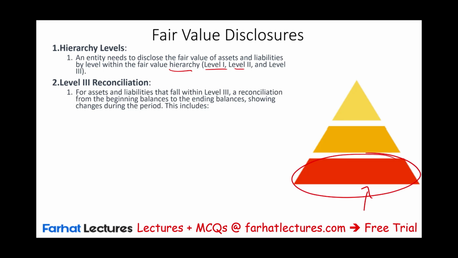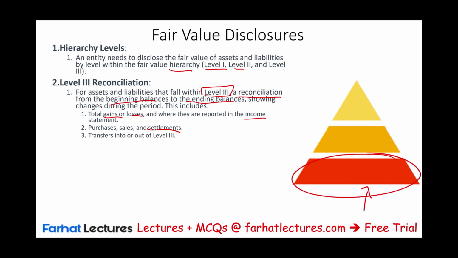When it comes to level 3, for assets and liabilities that fall within level 3, a reconciliation from the beginning to the ending balance showing changes during the period. So we have to show, why did the fair value change? Is it because of gains, losses, anything that's reported on the income statement? Any purchases? Did we buy more assets? Did we sell any of these assets? Did we settle any liabilities? We need to know the specific details. Did we transfer any assets from level 2 to level 3 or from level 3 to level 2? We need to know about this as well.